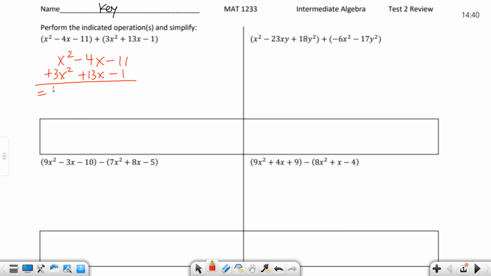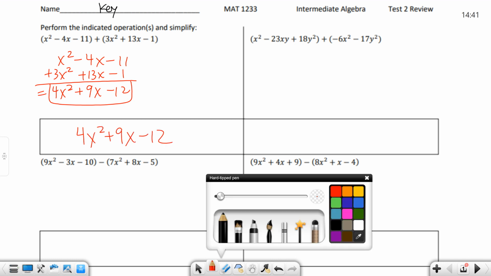So then this is going to be 4x squared plus 9x minus 12. Because again, 1 plus 3 here is 4. We have negative 4 and positive 13. Different signs, subtract. 13 minus 4 is 9. And then the bigger number, 13, is positive, so plus 9x. And then both these are negative. Add them together, get 12. Keep it negative. And then I'm going to put my answer in the answer box.